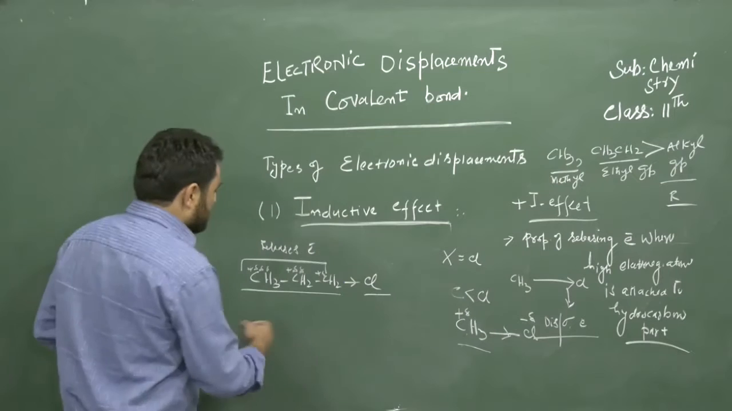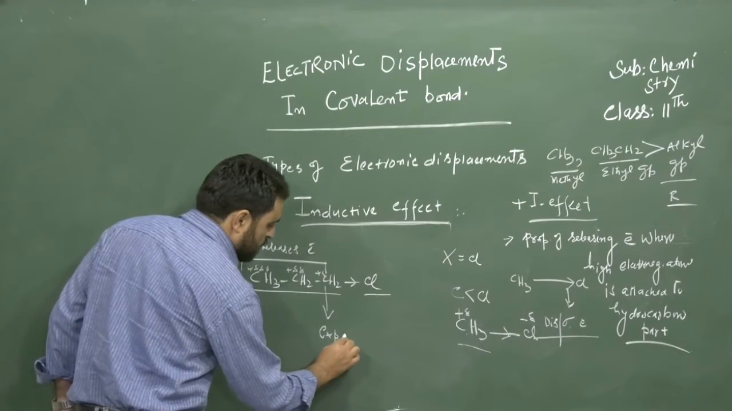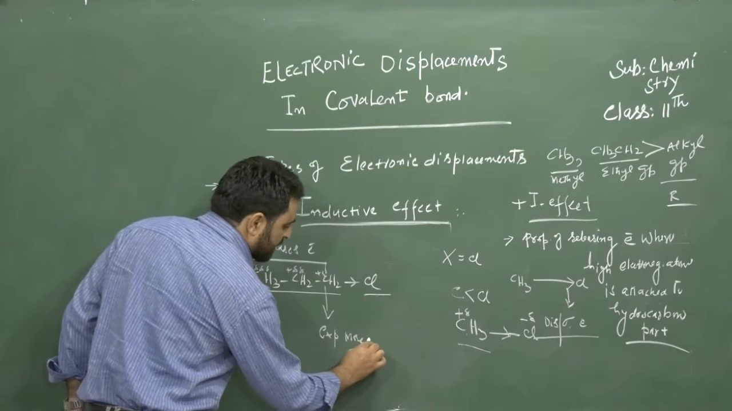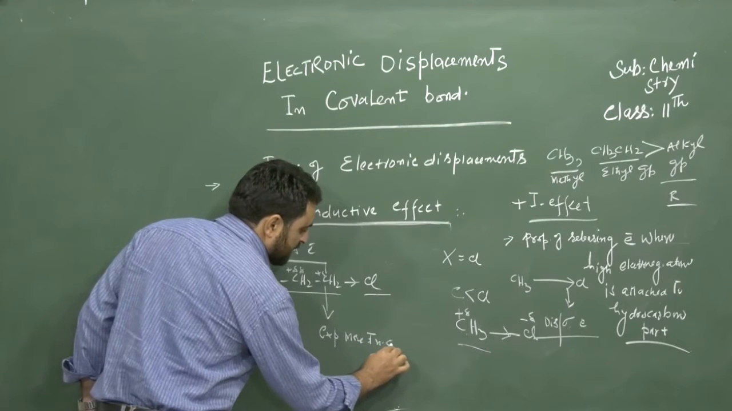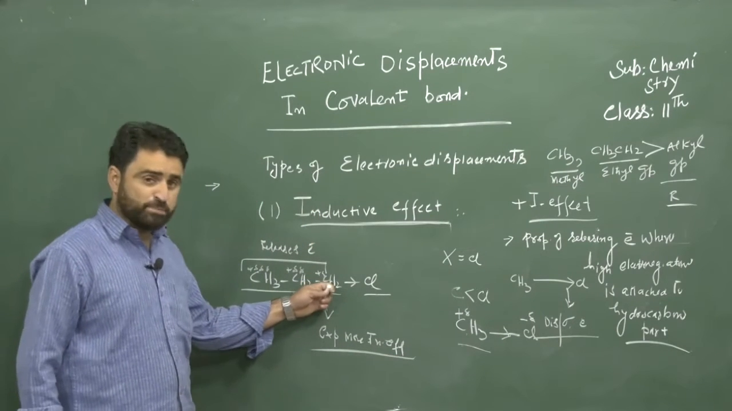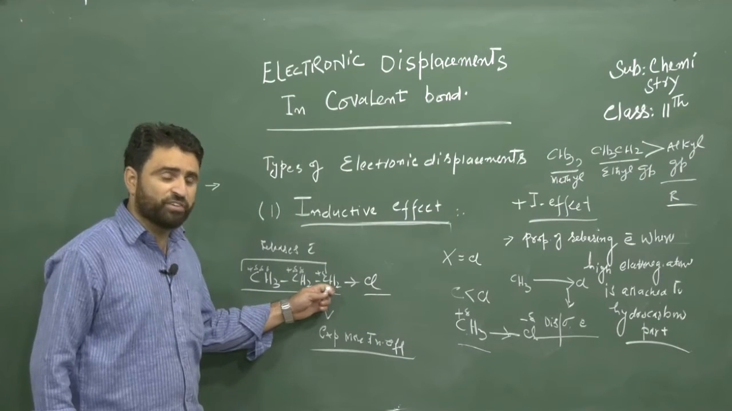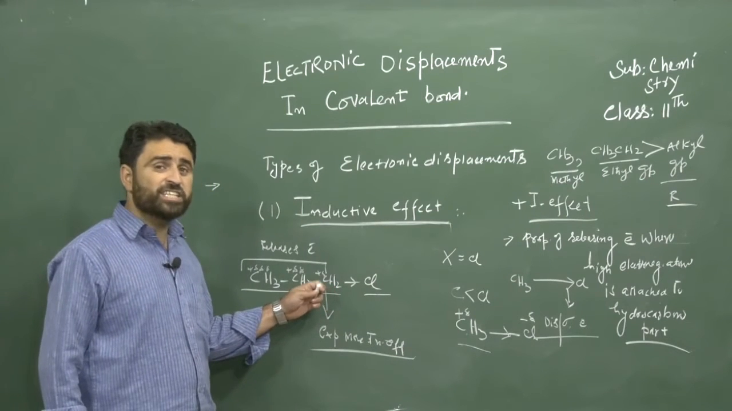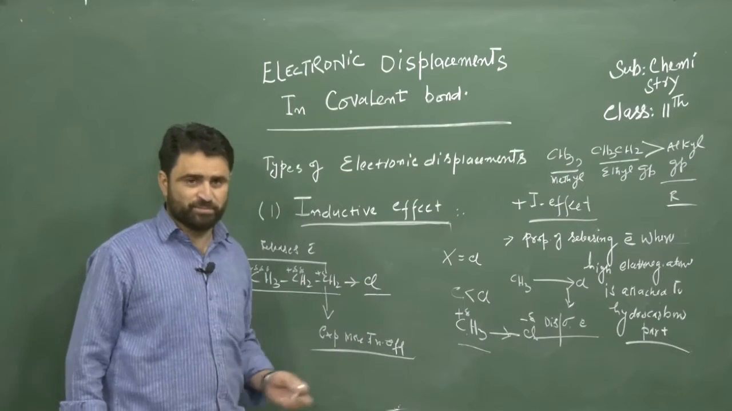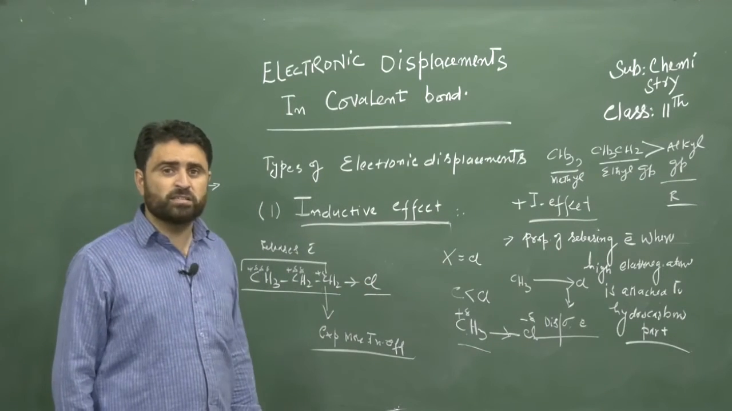For example, this carbon experiences more inductive effect. This carbon experiences more than that of methyl. At that time, the Cl will withdraw electron, and it will be a reverse. So plus I means when this releases electron towards the highly electronegative atom.